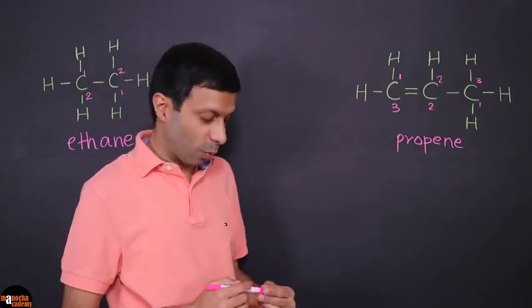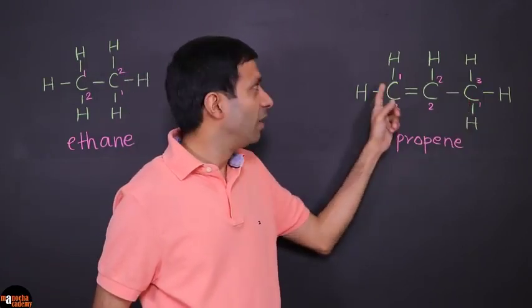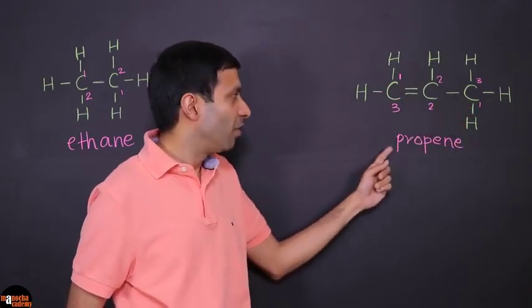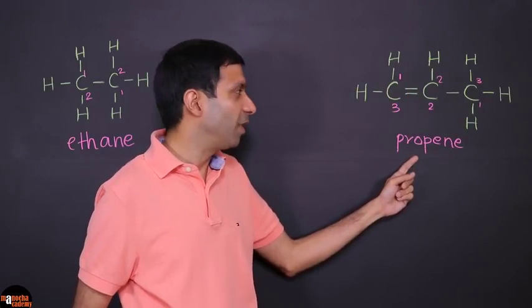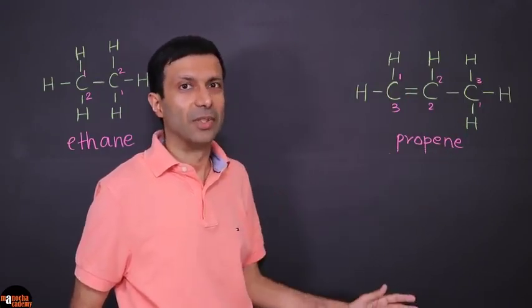Okay. So what we learnt here is that you need to look at the longest continuous carbon chain, look at the number of carbon atoms once you've numbered it forward and backward, and find the name based on the number of carbon atoms and also the type of bond for these hydrocarbons.